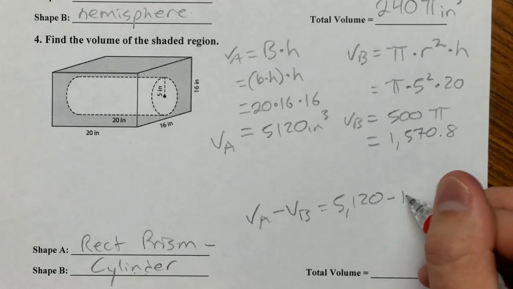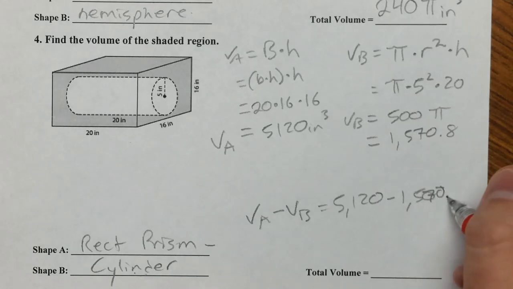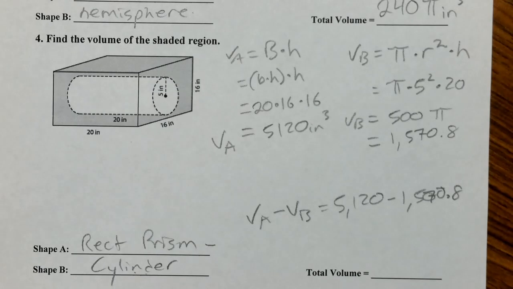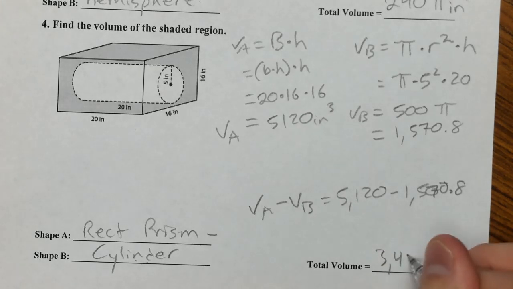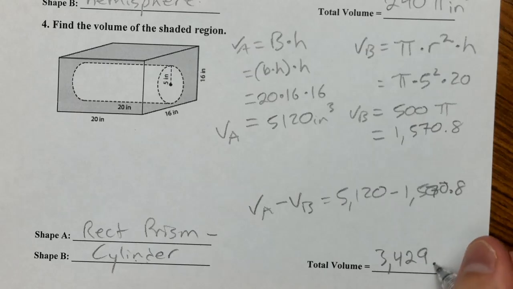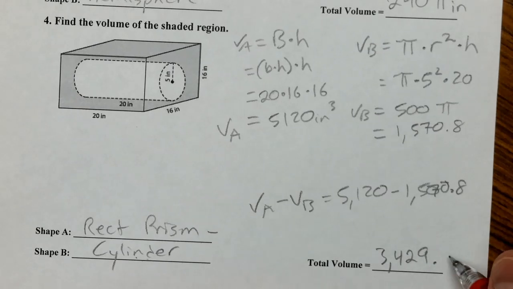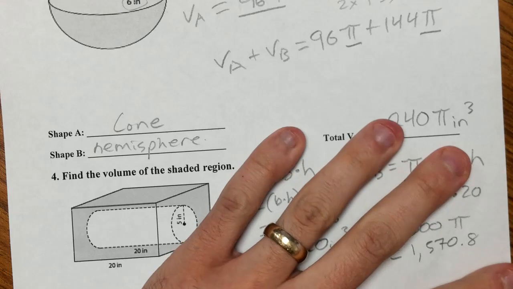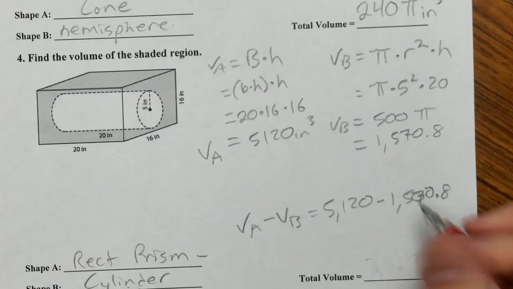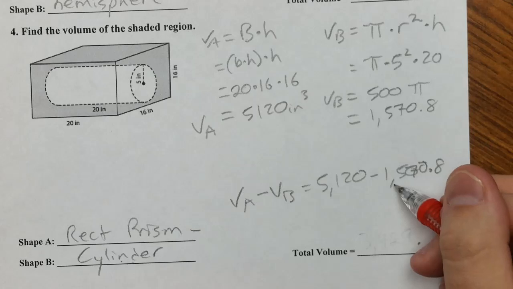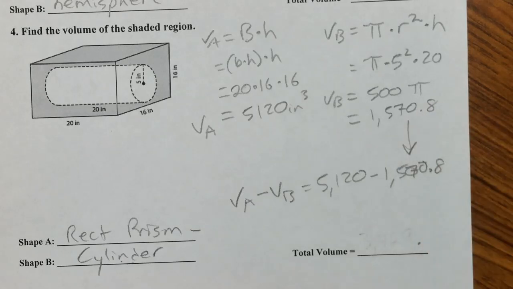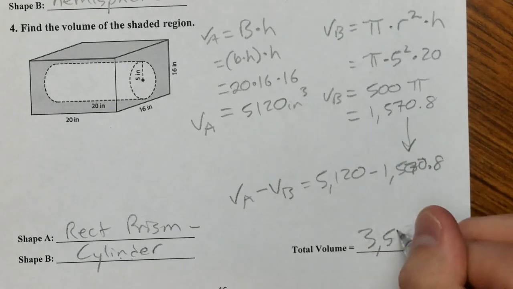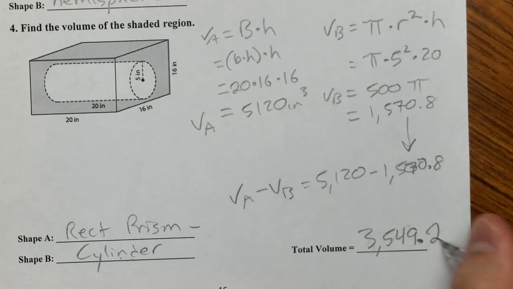So now I'm going to do 5,120, I'm going to subtract my 1,570.8. And I'm going to get 3,429 point, oh, sorry, I messed up my numbers there. I inputted that into my calculator wrong. I apologize. 5,120 minus 1,570.8. Right? I'm going to get 3,549.2 inches cubed as my final answer there.